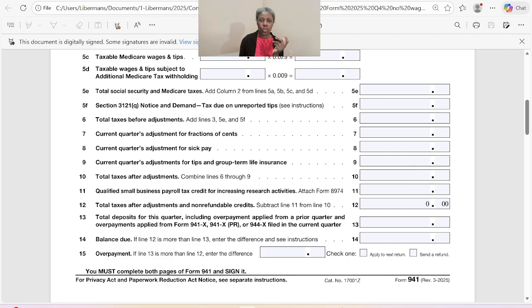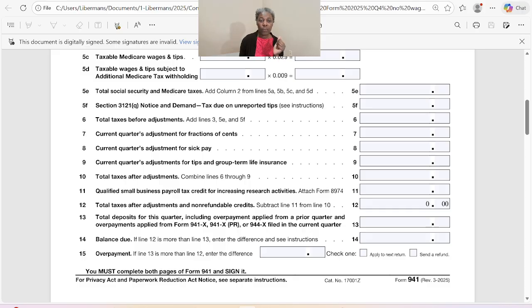Line 10, total tax after adjustment, which is the sum from lines 6, 7, 8, 9, is 0. Therefore, we leave it blank. Line 11 is a non-refundable credit related to research activities, and you use Form 8974 for that. In this instance, we are going to leave it blank because it's $0.